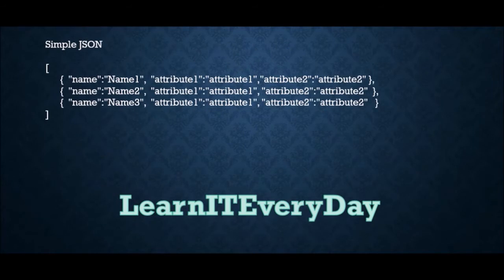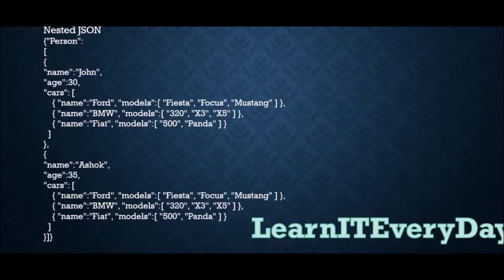Okay, so now this is a simple example of a simple JSON. Here you can see there are three different attributes: name, attribute one, attribute two, and these are the values. And in the nested JSON, inside person you have an array. Each array element will have one JSON object. Now within the JSON object, within car, you see another JSON is embedded. So this is called a nested JSON.